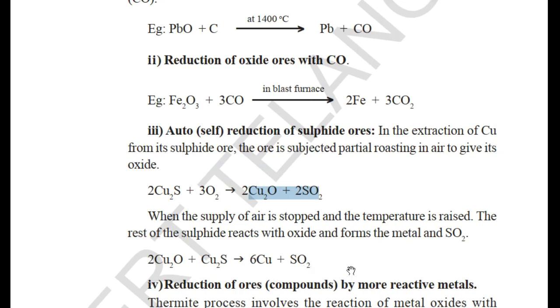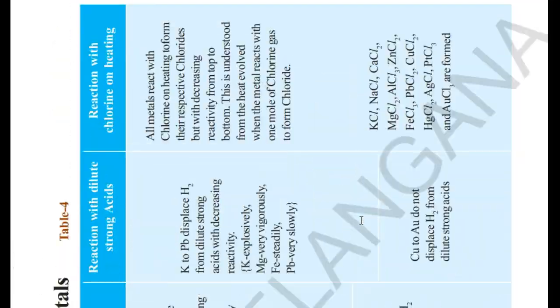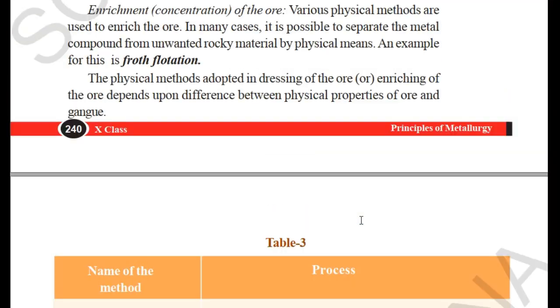Actually all these things will be asked in the exam, maybe not 99% of them, but you have to remember. These are nothing but reduction processes, so you have to use reduction. So here we have seen, see, I will just show you.